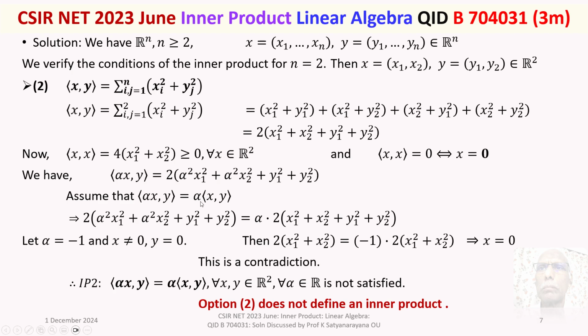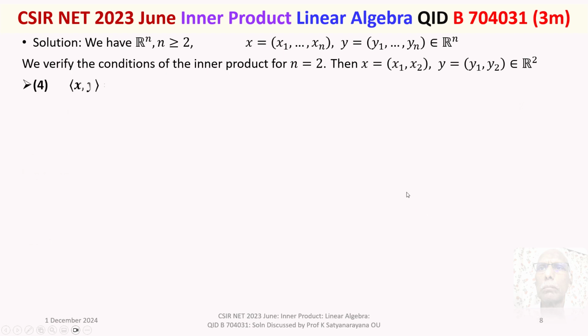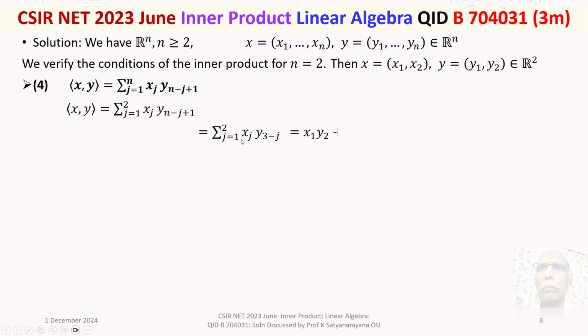Right. We move on to the next option. We talk about option 4. This is the inner product given and we take n is equal to 2. So then the ordered pair x comma y is equal to sigma j is equal to 1 to 2 of xj y_(n minus j plus 1). That is equal to sigma j is equal to 1 to 2 of xj y_(n is 2, plus 1, 3 minus j), and let j run, it will be x1 y2 plus x2 y1.